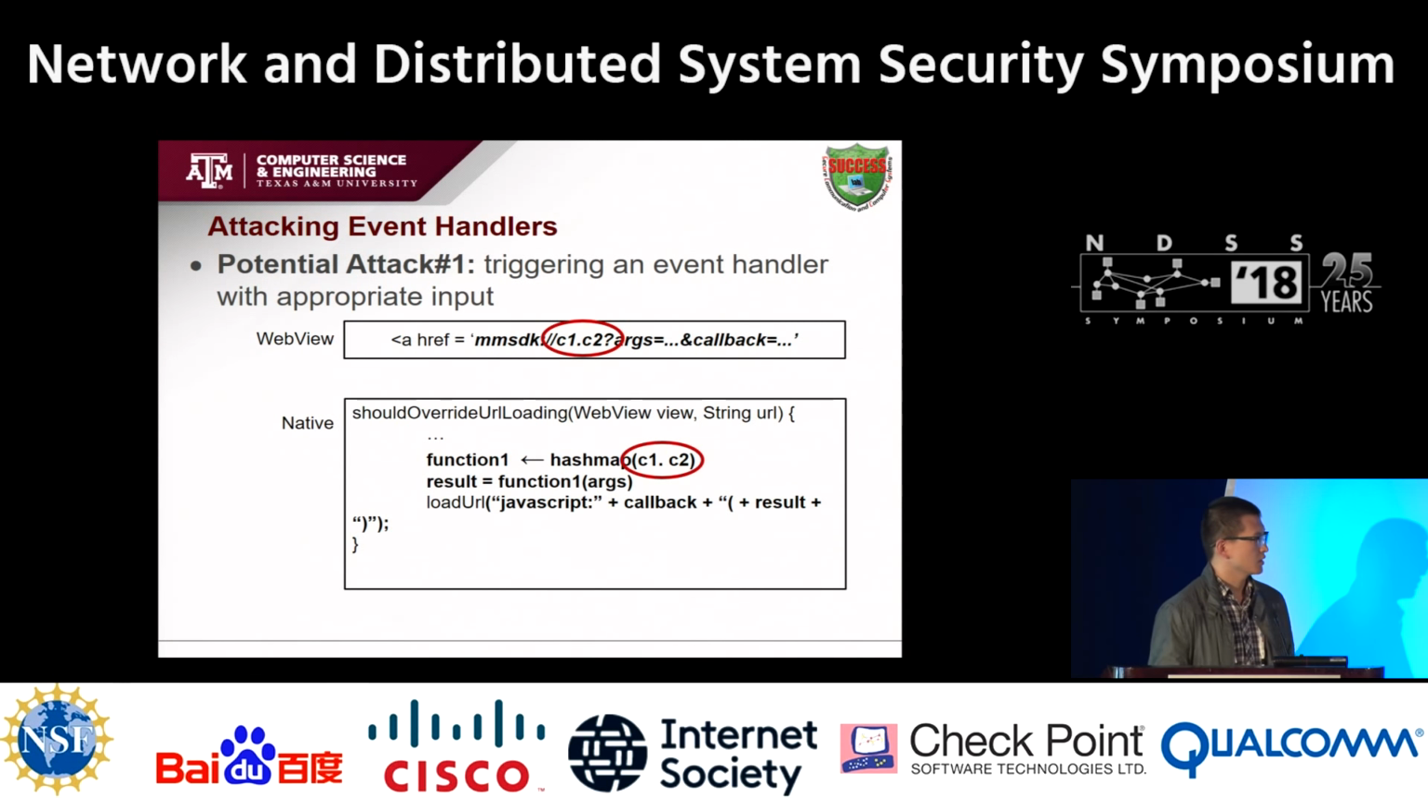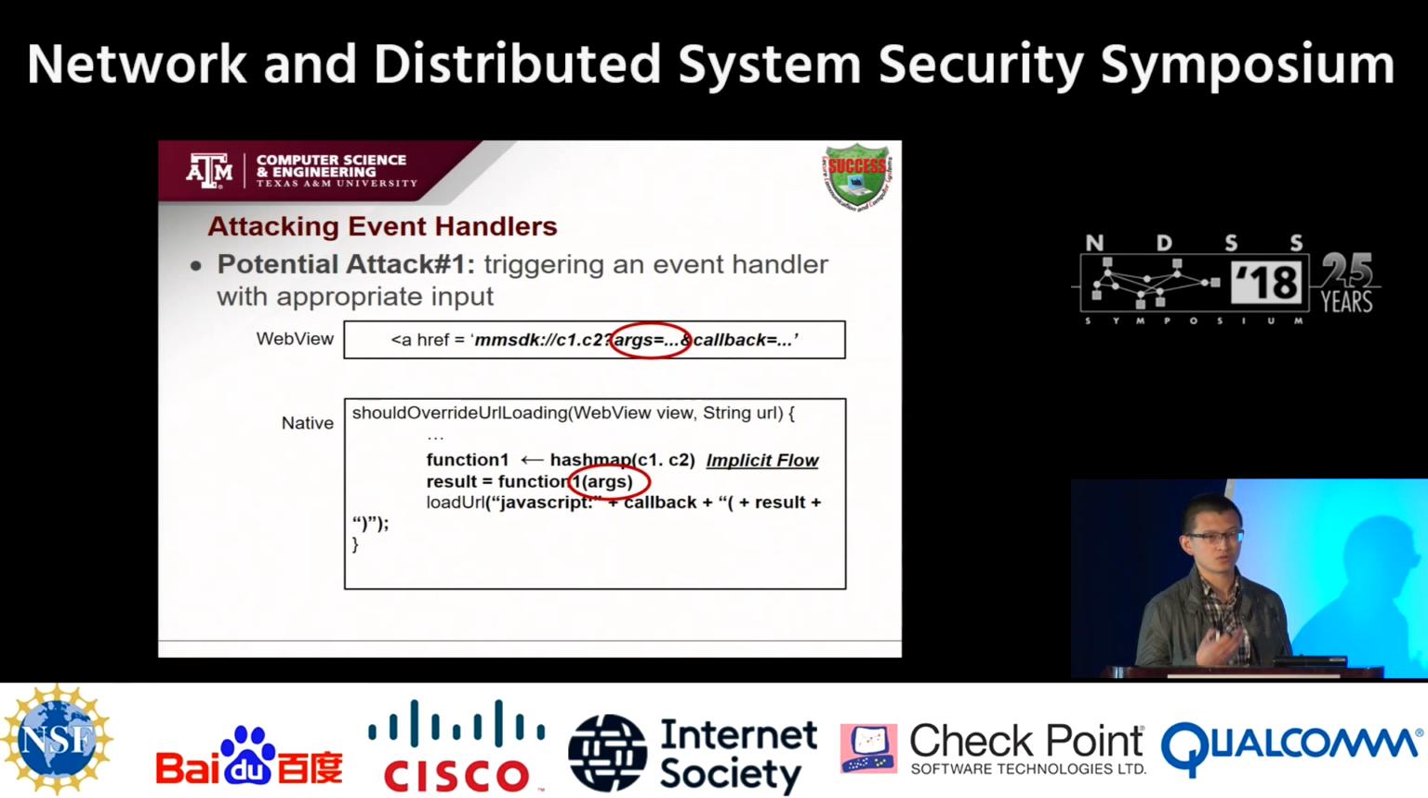Firstly, the URL contains C1 and C2, which are extracted and converted to a real function. The mapping relationship is saved in a real hash map object. Because the hash map has a lot of array indexing operations, there is an implicit flow. Then the function is called with some parameter. The parameter can also specify the URL. And lastly, the result will return to a callback function.